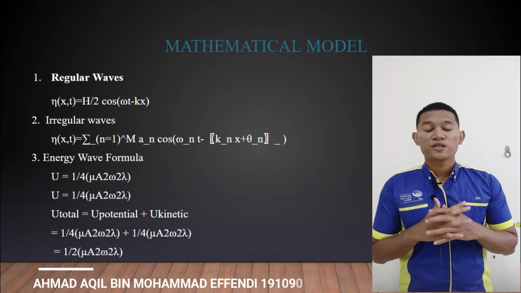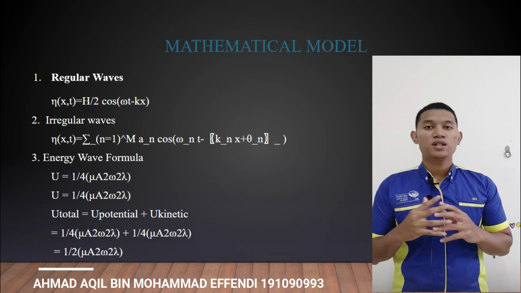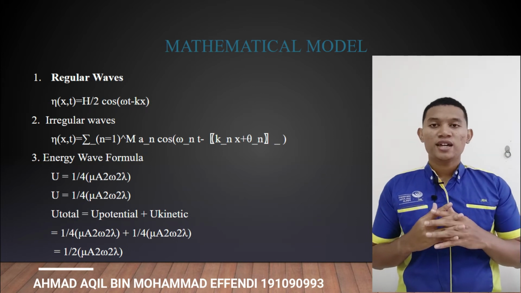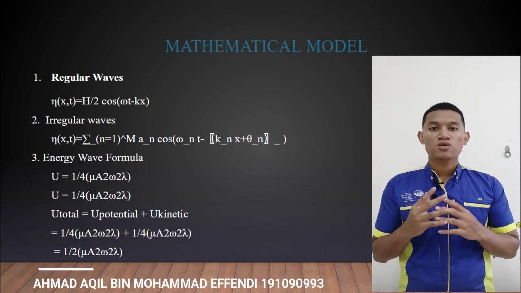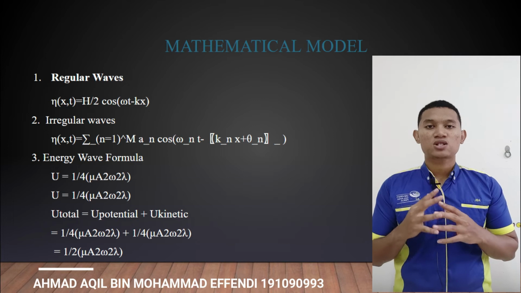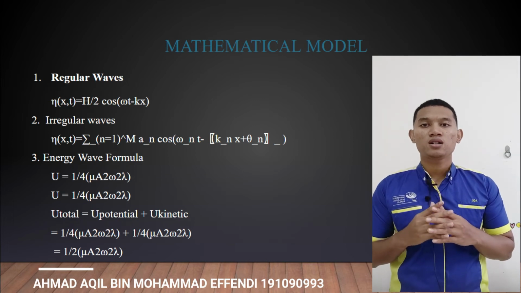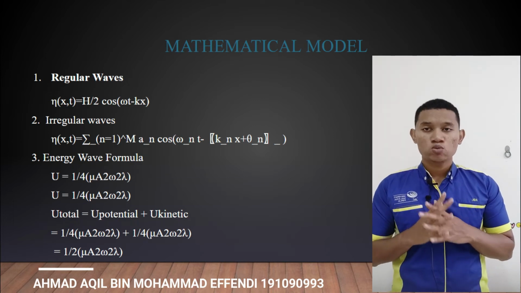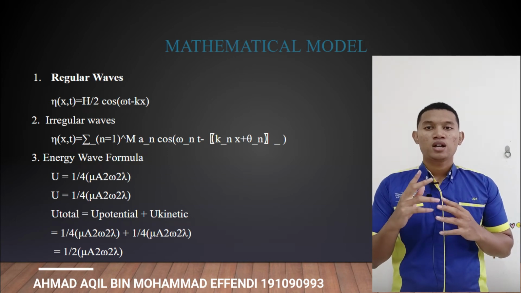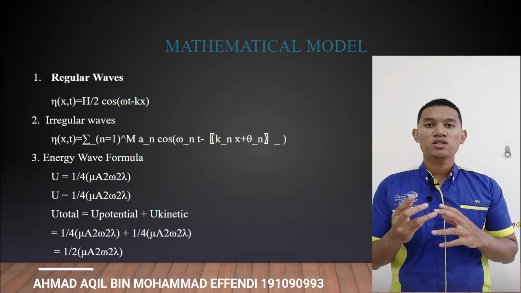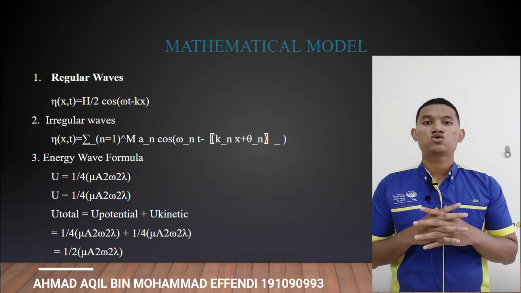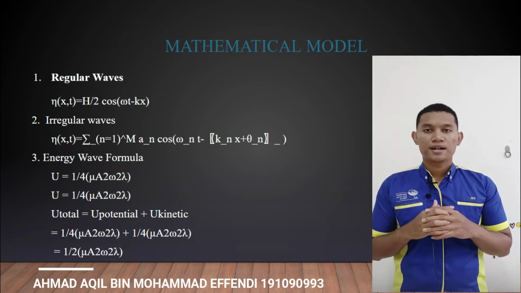Okay, first things first, we will start with the mathematical model. A regular ocean wave can be generated if the wind velocity is constant throughout a wide area for a long time. Assuming the wave to be two-dimensional, the direction of wave propagation together with time can be used to represent wave elevation.